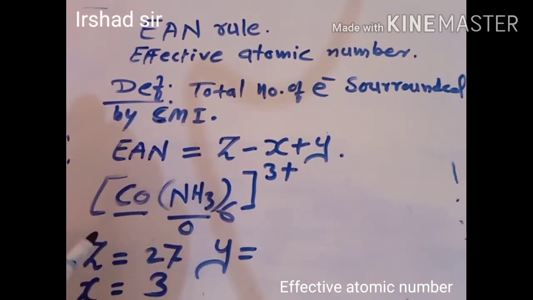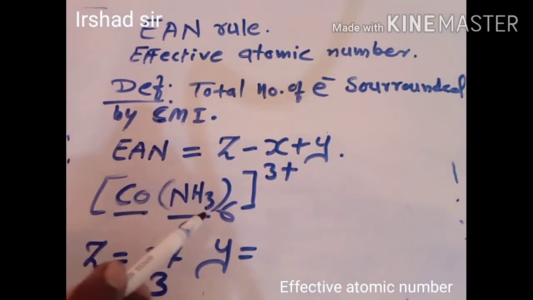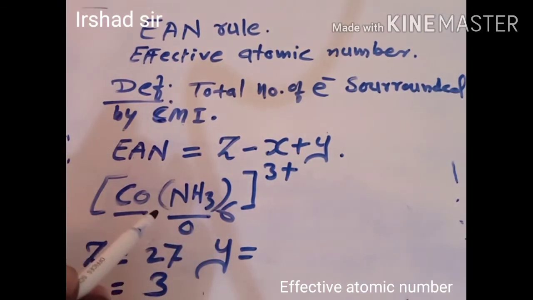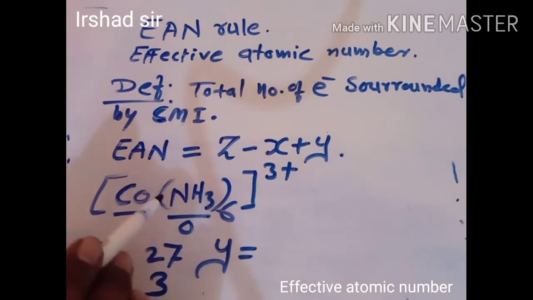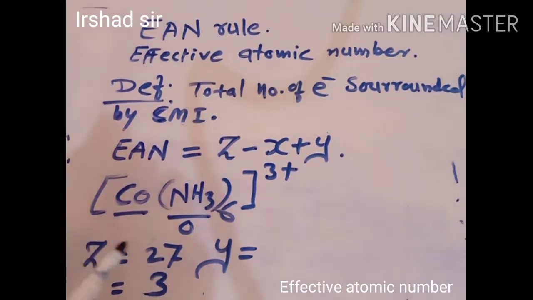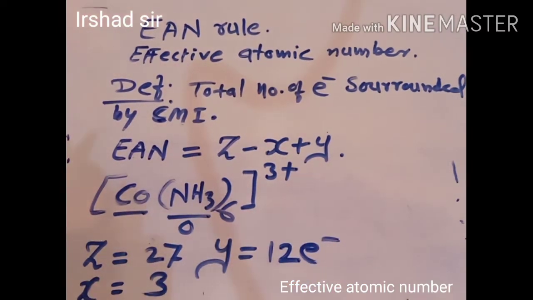Here there are 6 ligands. Each is donating its lone pair of electrons. In one lone pair there are 2 electrons. Here the 6 ligands are there, that's why it is donating 12 electrons. 6 into 2. In one pair of electrons, 2 electrons are there. That's why in 6 pairs of electrons, 12 electrons will be there. So we can write here 12 electrons, or the value of Y is 12.